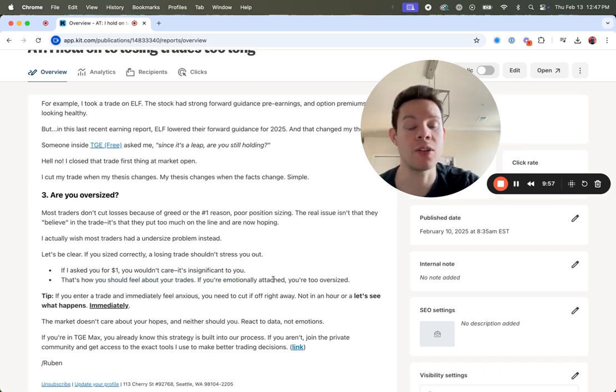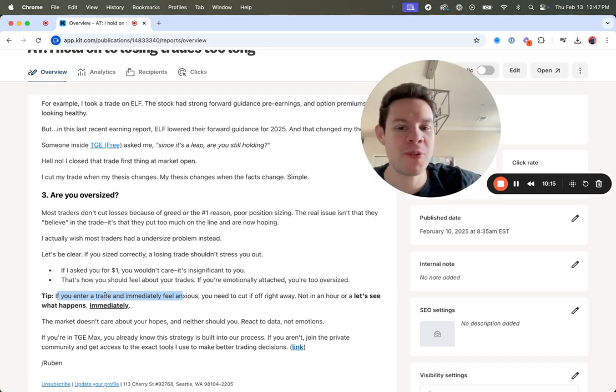If you're emotionally attached, you're too oversized. And here's a tip. If you enter a trade and immediately feel anxious, you need to cut it off right away. Not in an hour or "let's see what happens," like immediately. And I've been guilty of this. I'm like, oh, I oversized more than what I should. Okay, let's see what happens.